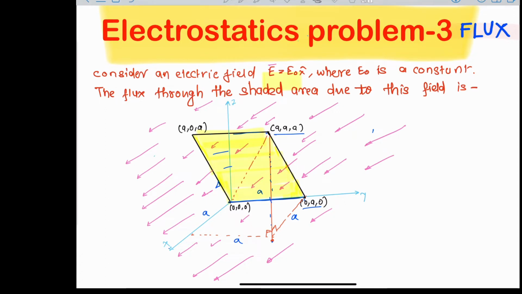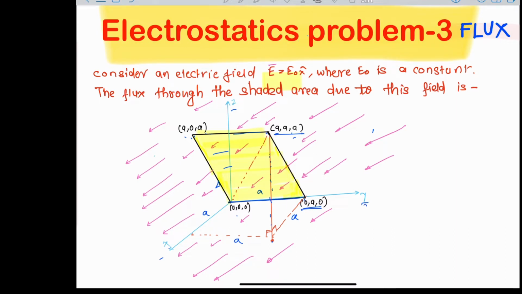Now this yellowish shaded area is a parallelogram. You can see it has four corners at 0, 0, 0, 0, A, 0, A, A, A, and A, 0, A. This A, 0, A point is in the XZ plane. This is the Y axis, X axis, and Z axis. So this point is in the XZ plane, and this A, A, A is somewhere in the middle, at the same distance from the X, Y, and Z axes.